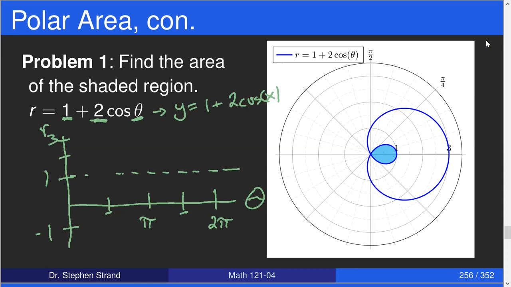So for the cosine graph, when the angle is 0, cosine is 1, and so that's going to give us a value of 3 when the angle is 0, and that corresponds in the picture to this point over here. And then cosine will go down to 0 by the time we get to pi over 2. So at pi over 2, we will be at the midline, and then at pi, cosine will spit out a -1.